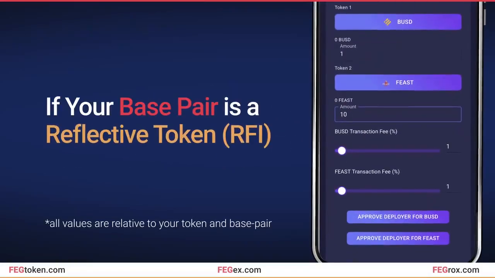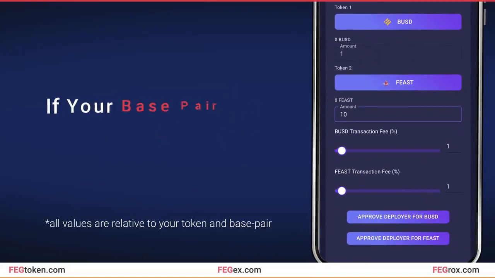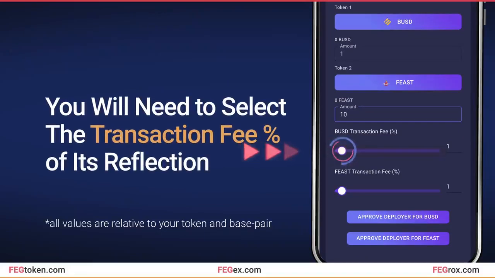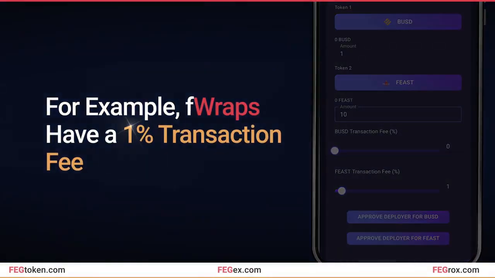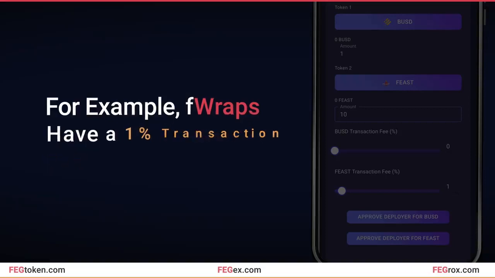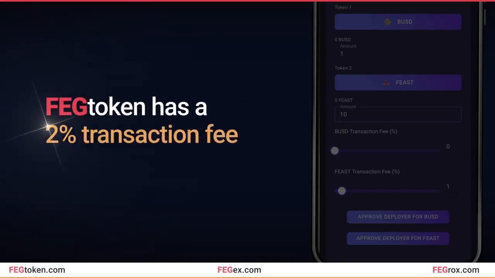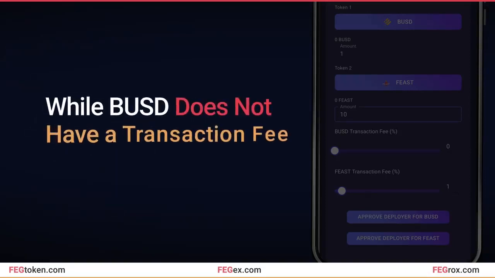If your base pair is a reflective token, RFI, you will need to select the transaction fee % of its reflection. If not, please adjust it to 0%. For example, FWraps have a 1% transaction fee. Feg token has a 2% transaction fee, while BUSD does not have a transaction fee.